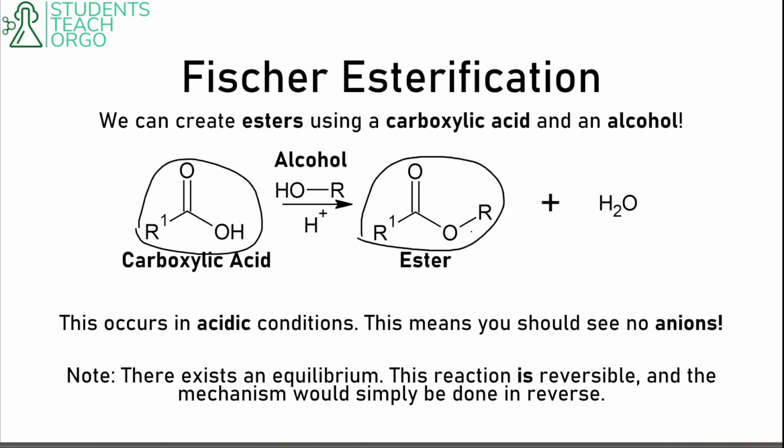So this occurs in acidic conditions, meaning you should see no anions, and there does exist an equilibrium. So this reaction is reversible, unlike saponification, and the mechanism would simply be done in reverse. So we actually drive the equilibrium of this reaction to the right using an excess of alcohol. So the more alcohol we use, the more esters we'll get. We can even form cyclic esters known as lactones. We'll go over that in a bit.